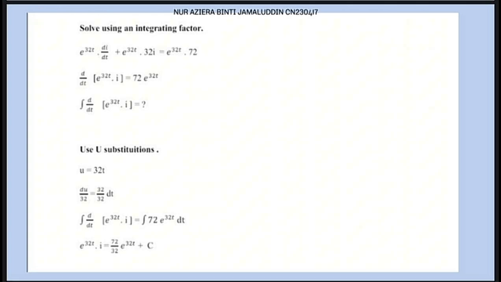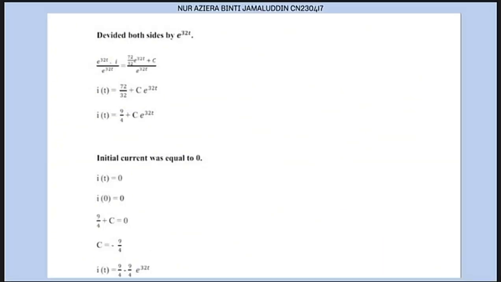e^(32t) times i is equal to 72/32 e^(32t) plus c. But on the right side, we have to perform u substitution. So u is equal to 32t and du/32 is 32/32 dt, so we cancel the 32. So we get du/32 is dt. After that, we solve this for i and divide both sides by e^(32t).